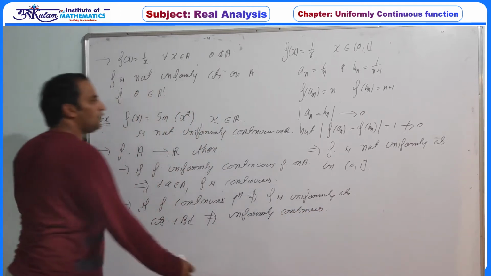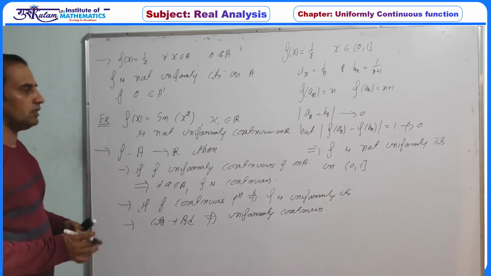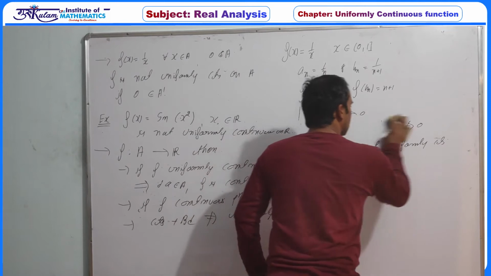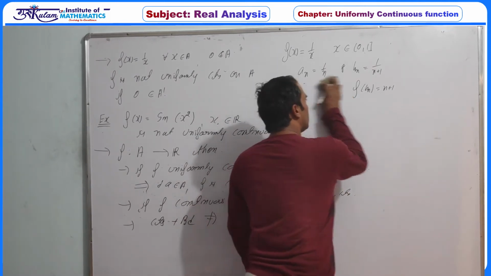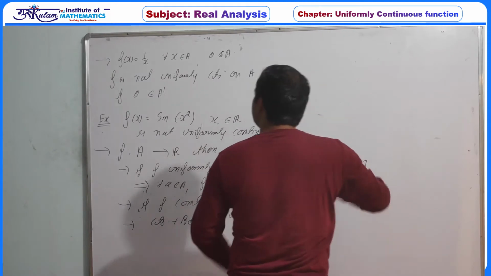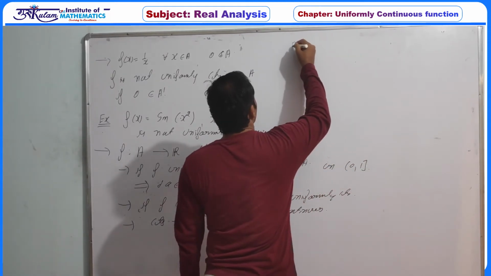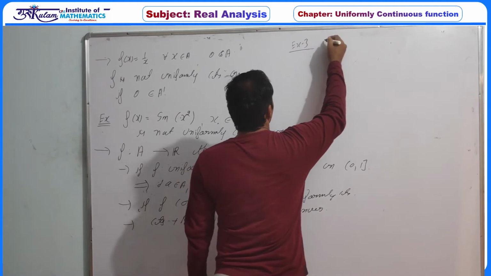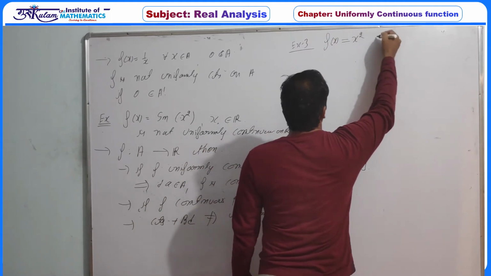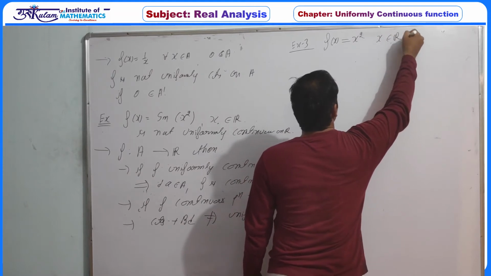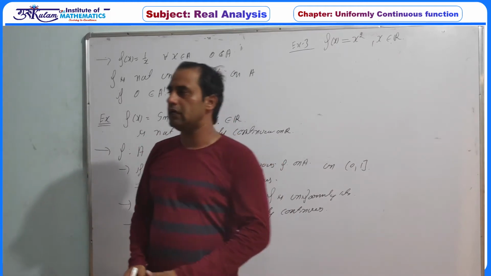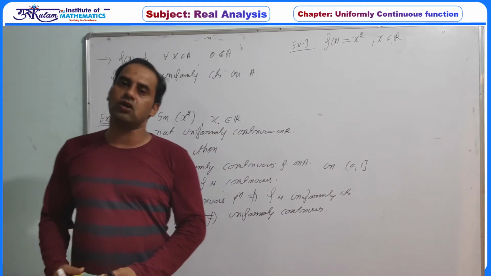So continuity of a function or boundedness of the function, these both simultaneously do not imply your function is uniformly continuous. Let's take another example. f(x) is equal to say x square, again x belongs to the real line. We just have to identify whether this function is uniformly continuous on the real line or non-uniformly continuous.